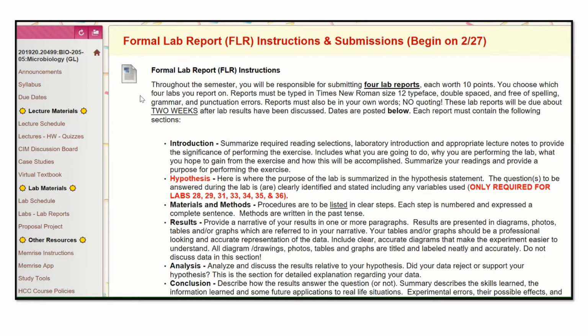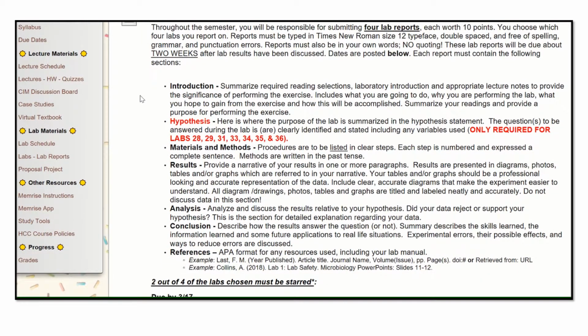And then finally, your conclusion. This is where you describe how the results answer your question. It can describe the skills you've learned, the information learned, or some future applications to real-life situations. This is also the section where you can put experimental errors, their possible effects, and ways to reduce errors. This is because in any experiment, since you're all new to microbiology, there are going to be certain errors: overheating things, bending or breaking things, or media that's contaminated. So you should be honest when discussing these.